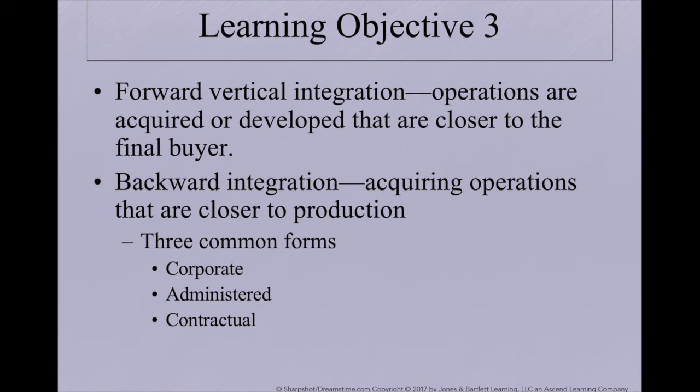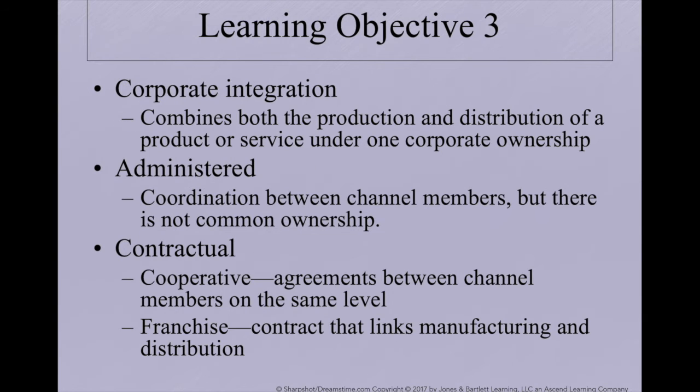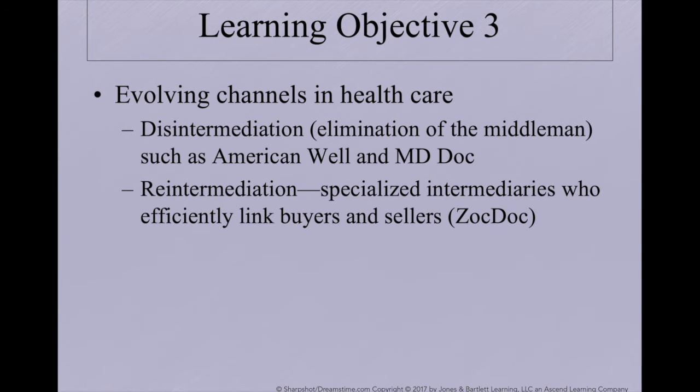Three common forms are corporate, administered, and contractual. Corporate integration combines both the production and distribution of a product or service under one corporate ownership. Administered involves coordination between channel members, but there is no common ownership. And contractual involves cooperative agreements between channel members on the same level, or franchise contracts that link manufacturing and distribution.